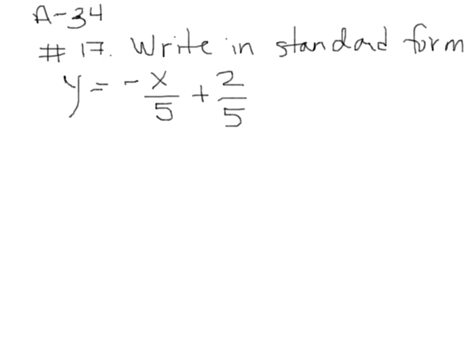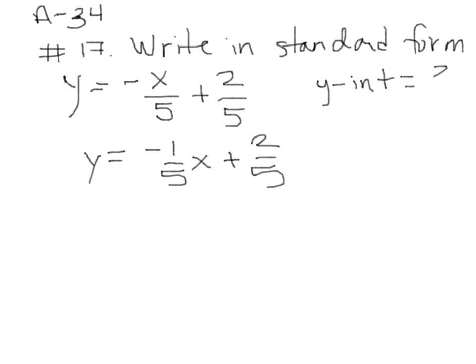All right, so this is number 17 from A34, and I'm going to write this equation in standard form. As it's written, it is in slope-intercept form. So this is the same thing as saying y is equal to negative 1/5 x plus 2/5. So hopefully you notice that the y-intercept is 2/5, and my slope is a negative 1/5.